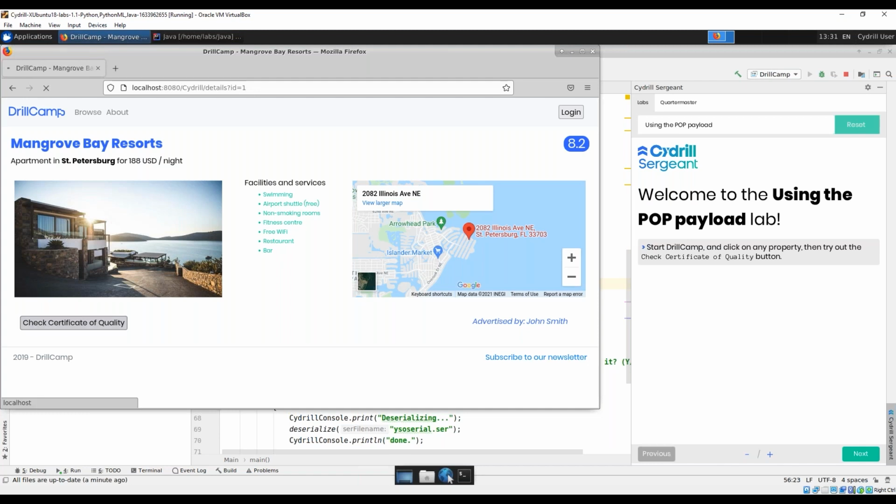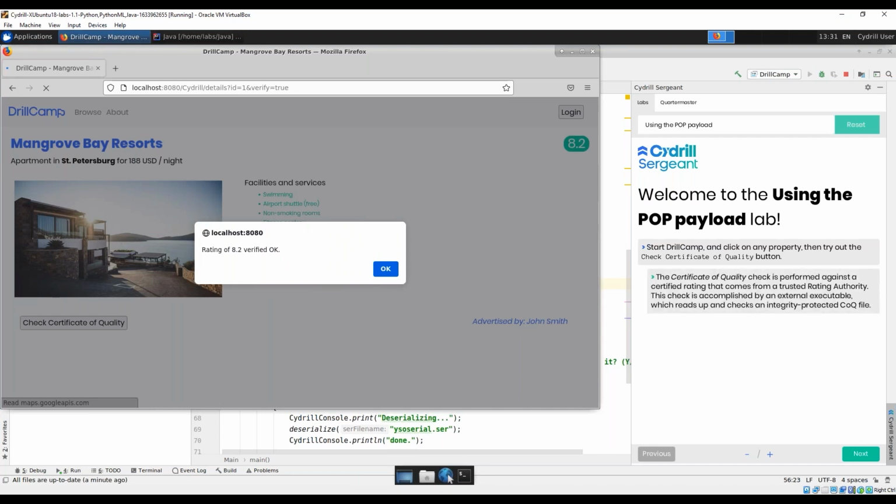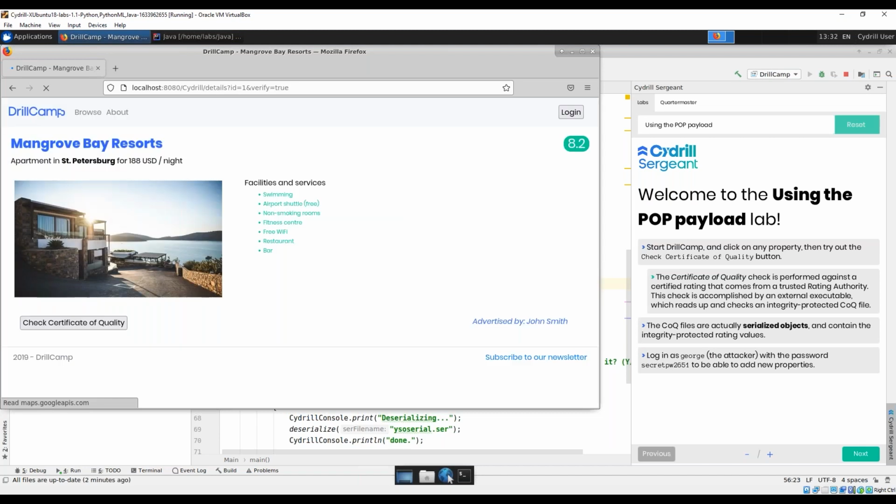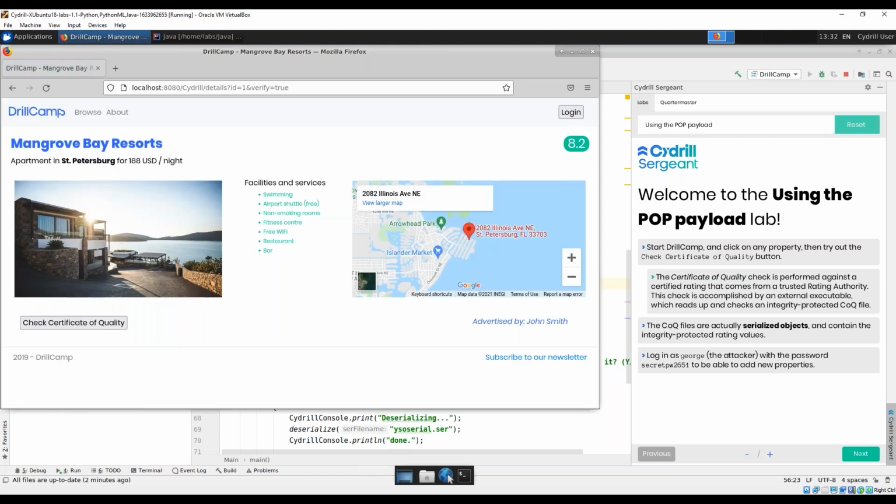So if I press this button, it is going to run a process which verifies the rating of this property using the certificate that I have uploaded together with this particular property. But the problem is that the certificate file itself is a serialized file because, I mean, it represents a program object, so it has to be serialized into a format that I can read up from my program and turn it back into an object.